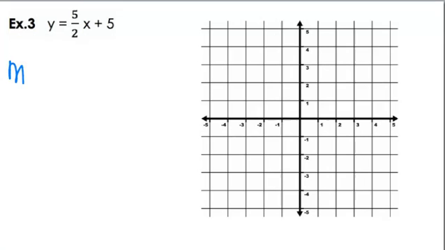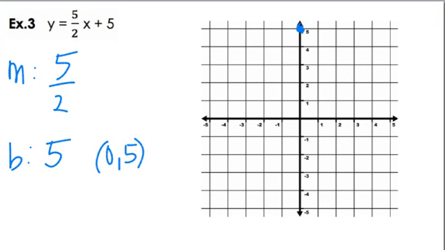My slope is 5/2. My y-intercept is 5. So remember, my y-intercept is where my line crosses the y-axis. It's where I begin. So I'm beginning at y is 0, 5. Remember, we can write these as ordered pairs as well. Okay, that 5 is actually a point on our line.